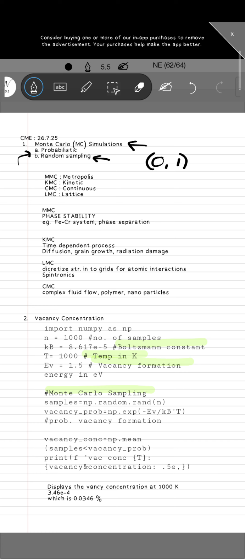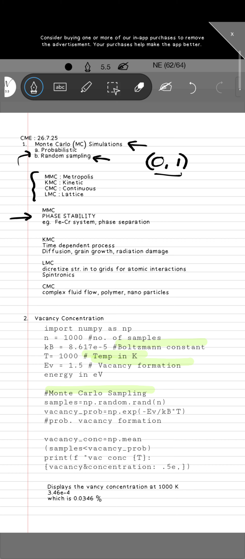a sample size, that is how many numbers we would like to have, and according to that there is a uniform distribution between this range. Now there are different types of Monte Carlo simulations. One of them is called Metropolis Monte Carlo simulation. It is mainly associated with thermodynamic equilibrium, and it is used in finding out the stability of phases in different conditions.